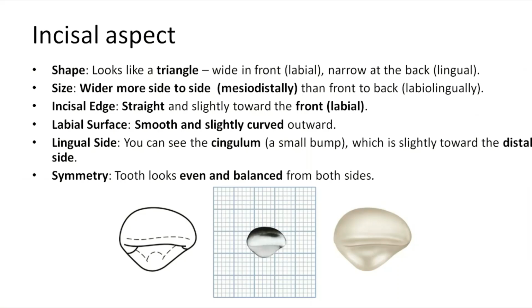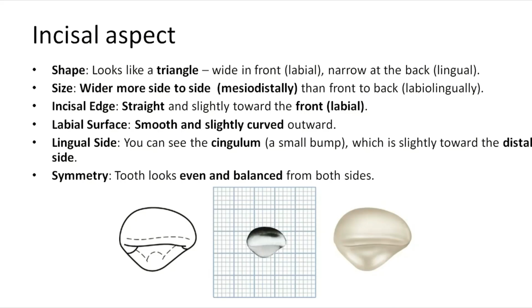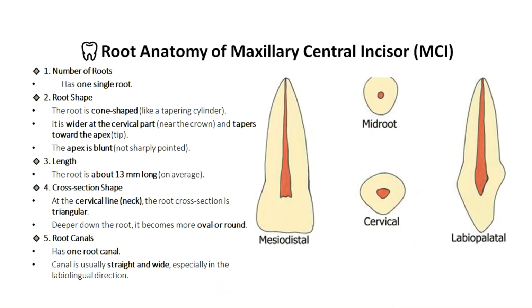We will discuss the incisal aspect. The shape looks like a triangle. Side to side is wider. Mesiodistally it is more than labiolingually. The incisal edge is straight. The labial surface is smooth and slightly curved. On the lingual side you see the cingulum. The symmetry is even and balanced on all sides.